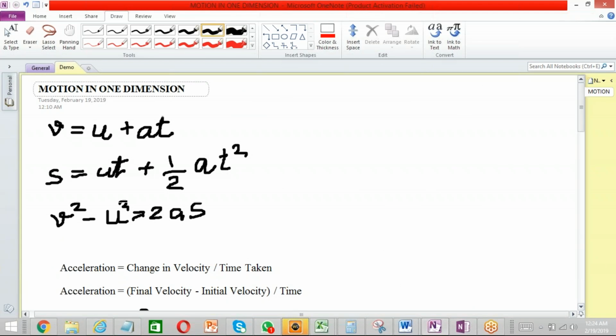Under this motion in one dimension, you are all requested to try to figure out how I'm doing these derivations on this page, and note them down in your notebook as well, so that you can understand it in a better way.